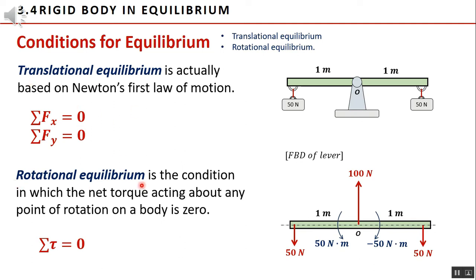In problem solving, the first thing you need to do is to draw the FBD of the body. Then decide which of the three equations of equilibrium is applicable. Sometimes, it is necessary to use two equations simultaneously to solve the unknown variables.